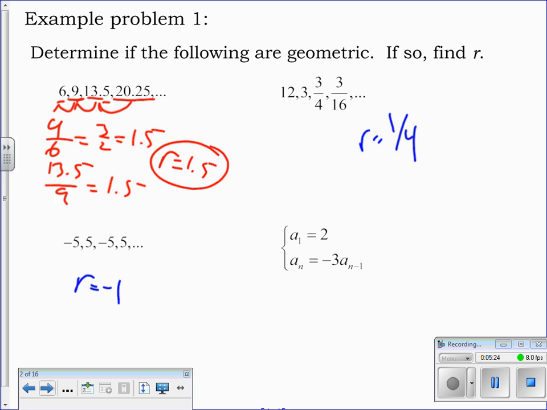I start with 2. How do I get the next term? I multiply by -3. How do I get the next term? I multiply by -3. How do I get the next term? I multiply by -3. I take the one before it times -3. That's what this tells me. So if I'm multiplying by -3 each time, it is geometric and its r is -3. Because that's all I'm doing to get the next term, I'm multiplying times -3. And that's the definition of a geometric sequence, multiplying by the same number to get the next one each time. Okay?